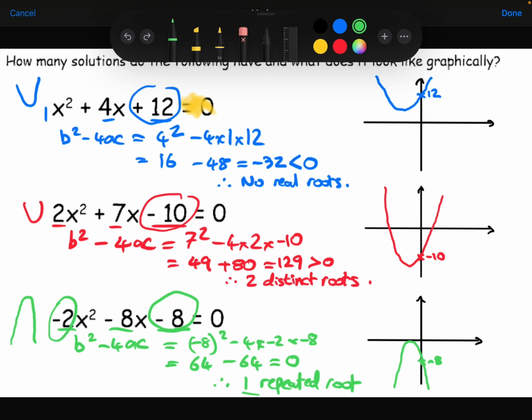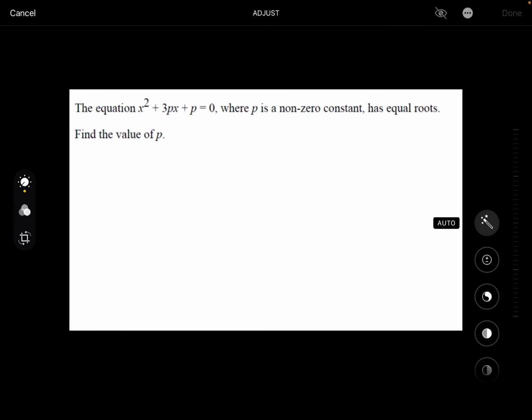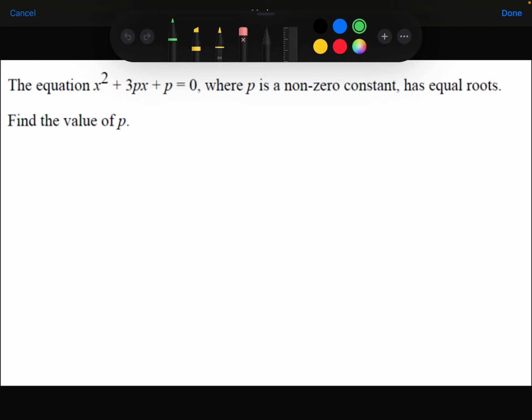So that's how we can use the discriminant to get an idea of how many solutions an equation has and what it might look like graphically. Let's have a look at 3 more examples where we're solving slightly harder problems here.